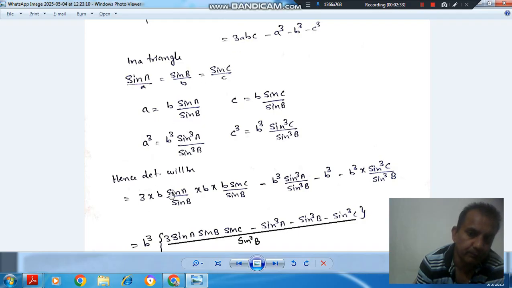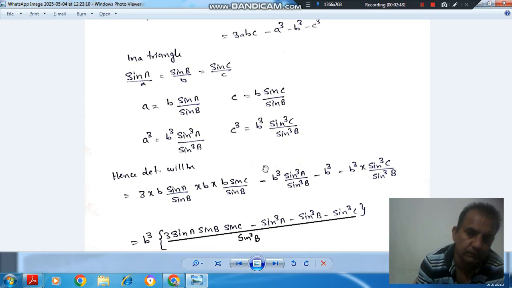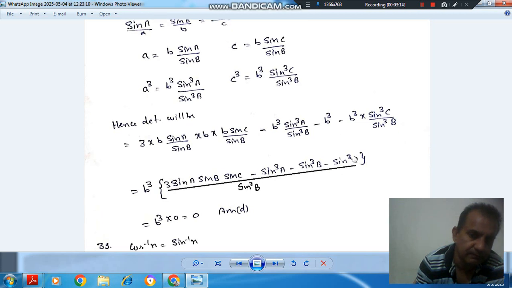Then put the value of a, b sine A divided by sine B, then b is b, then it is b sine C by sine B, and this will be now in a cube it will be b cube sine cube A by sine cube B, and this will be here minus b cube, and this will be here minus b cube sine cube C by sine cube B. So now we can take the LCM, and LCM will be here sine cube B. So it will be 3 sine A sine B sine C minus sine cube A minus sine cube B minus sine cube C.